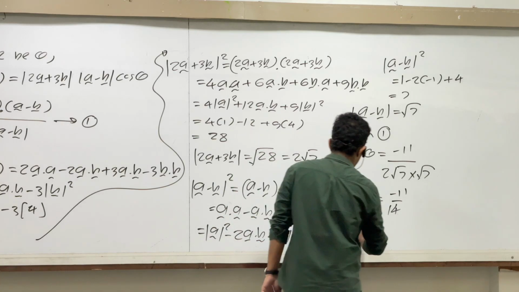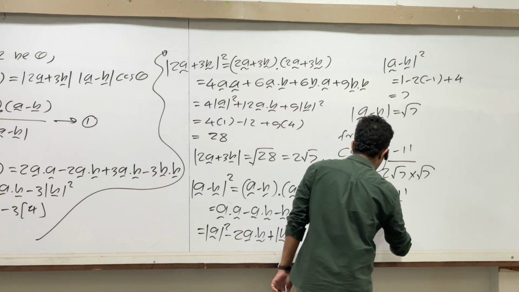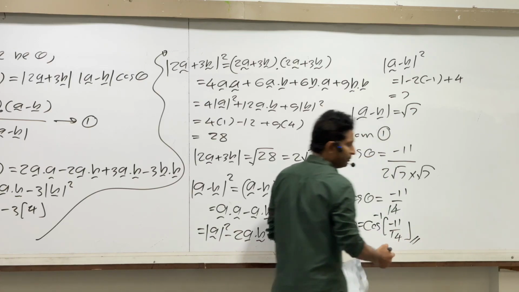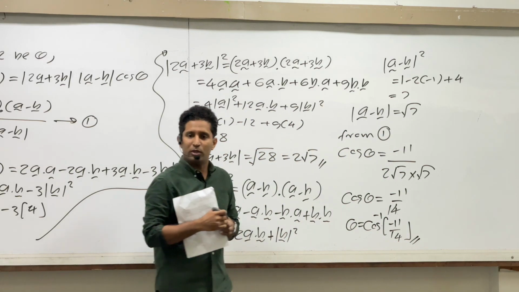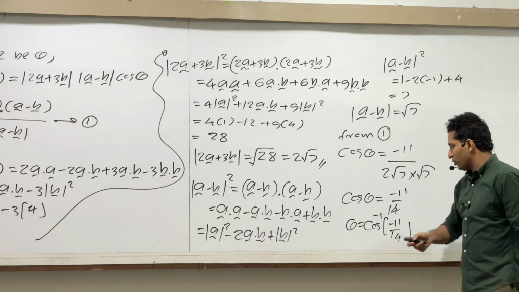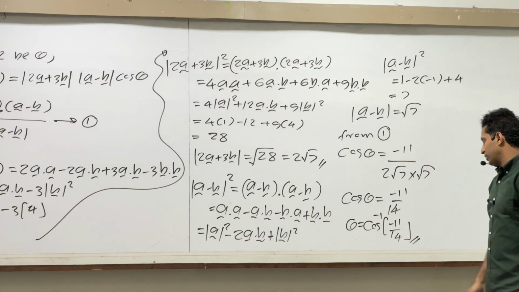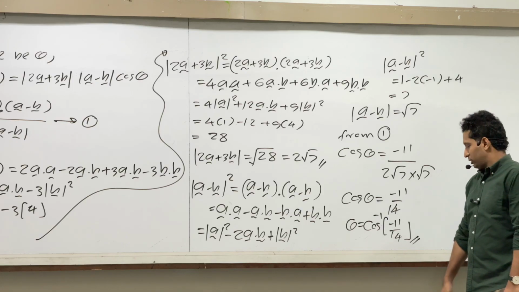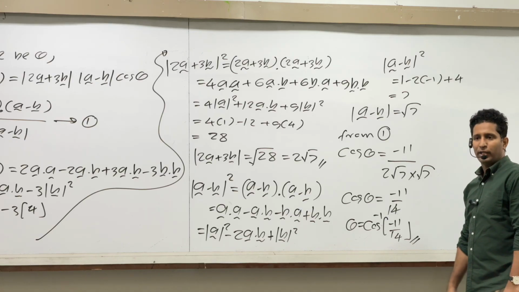Over 14. Theta equals cos inverse of minus 11 over 14. Right, like this. Now in this question, theta equals cos inverse of minus 11 over 14. Is it possible for a cos value to be negative?